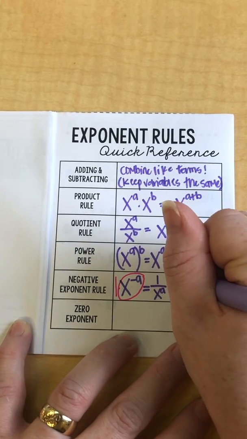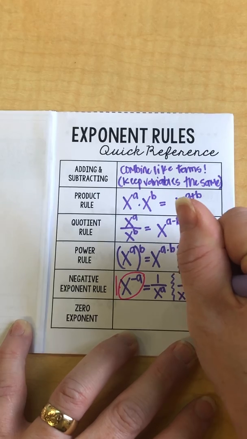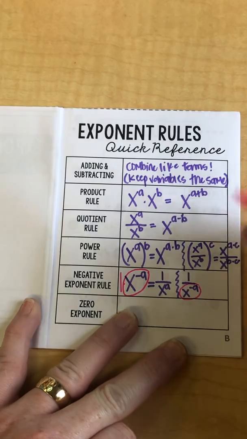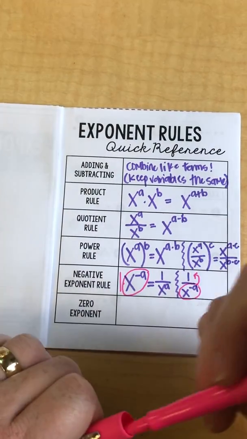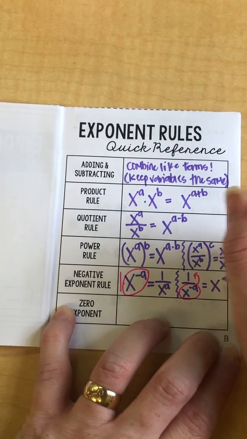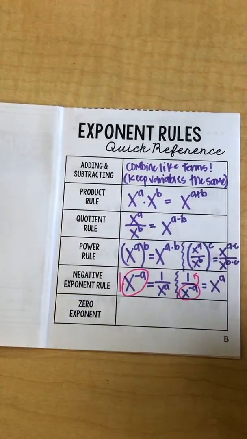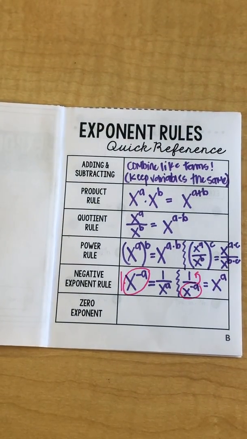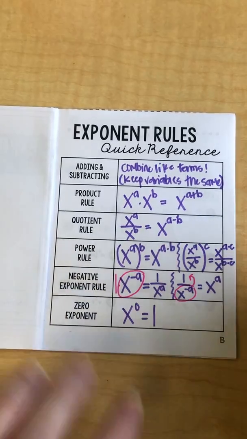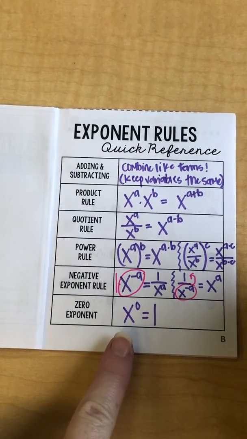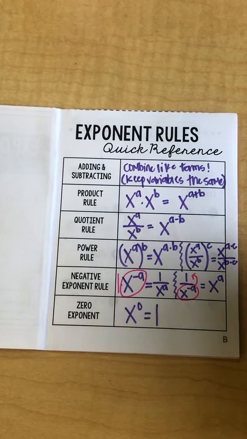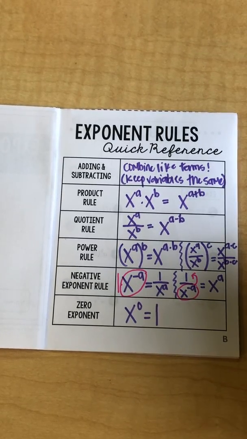Or vice versa. If I have 1 over x to the negative a power, I'm dealing with a negative exponent, and I don't want that, so I'm going to move it to the top. So then this would end up being 1 times x to the positive a power. All right? And then last, anything raised to the 0 power is equal to 1. So it doesn't matter if there's parentheses or if it's just a variable. Anything raised to the 0 power is 1.